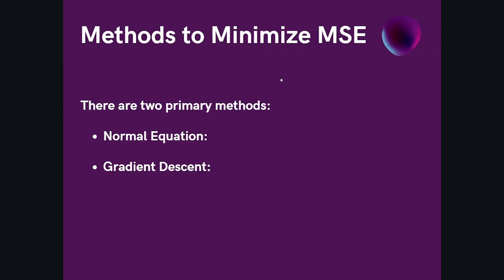Now, there are two methods to minimize MSE. The two methods are the normal equation and gradient descent. In this video, we are just going to see the normal equation. In the next video, we are going to implement the normal equation in Google Colaboratory. So yes, let's go with the normal equation now.